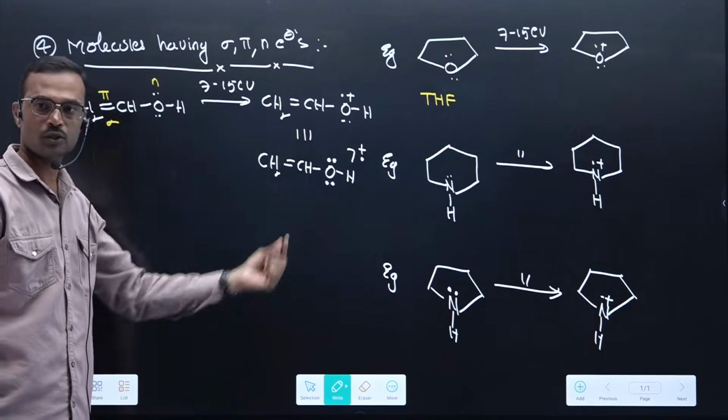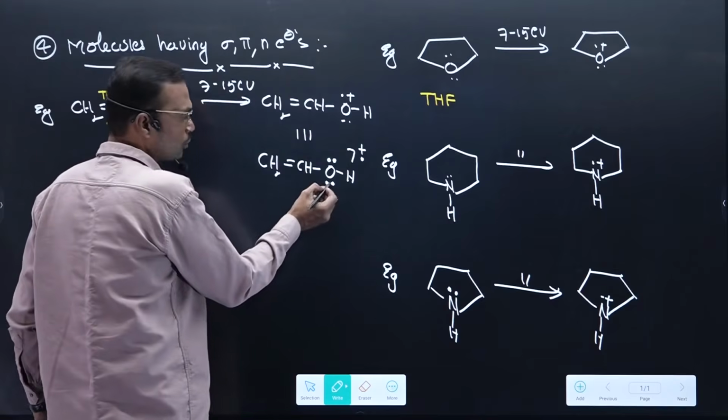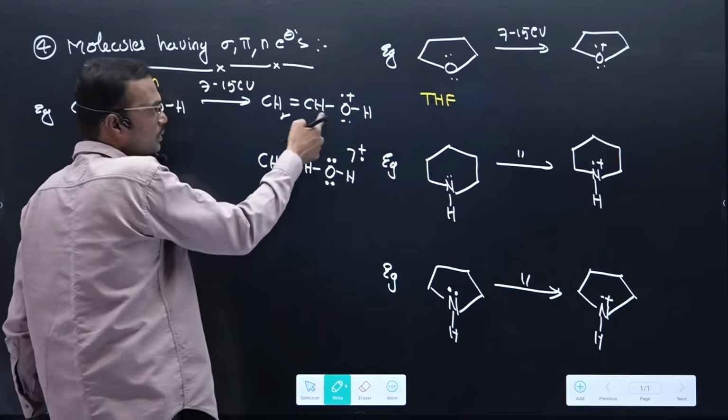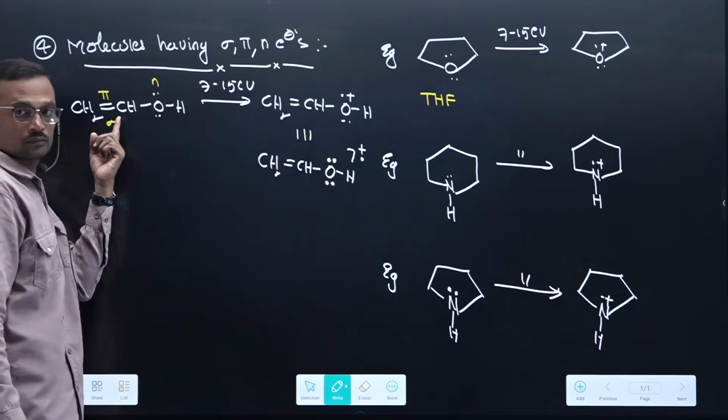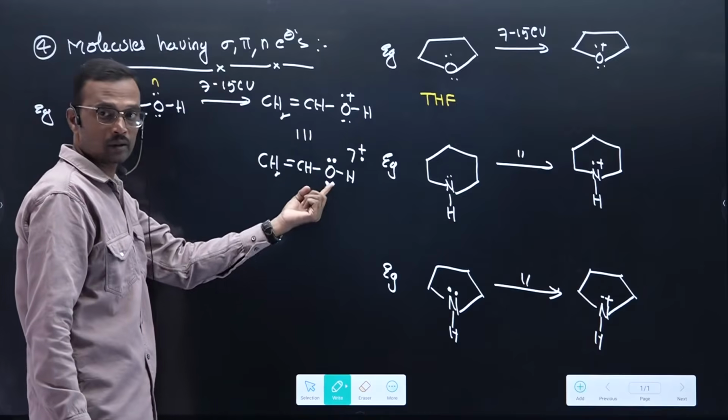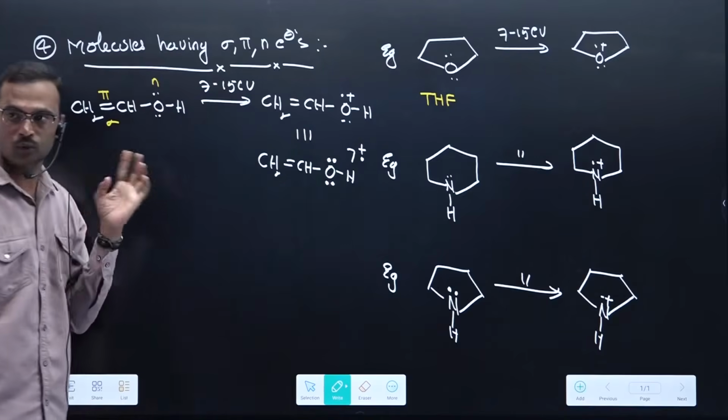Otherwise, you write like this. Don't think that here 2 lone pairs are present. How many lone pairs are present in this one? 2 lone pairs. Here how many lone pairs? One lone pair. Here how many lone pairs? One lone pair only, not two lone pairs.